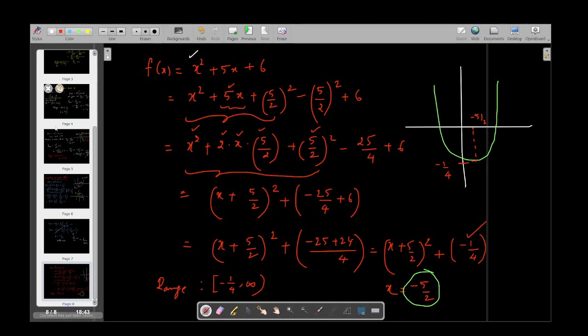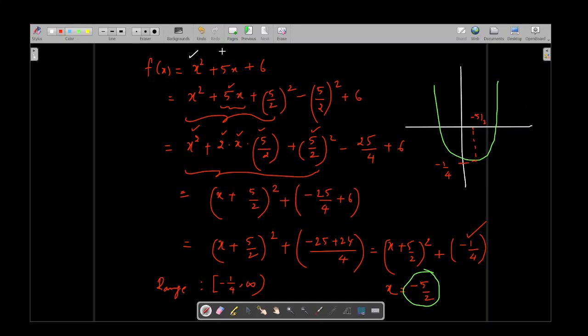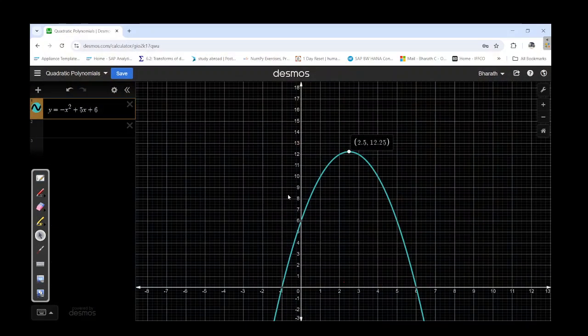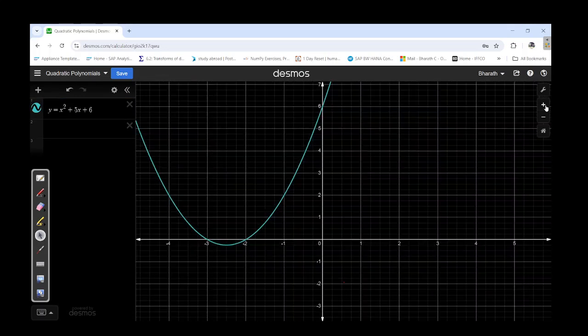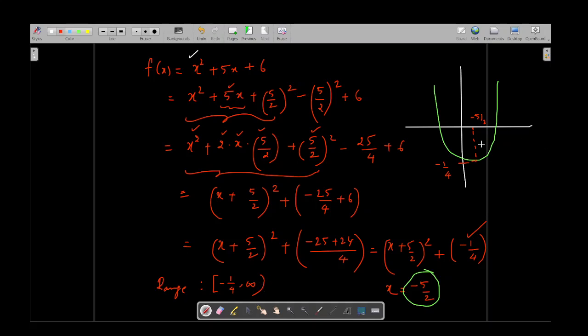We'll take one more problem, or before that we can verify in the graph. X square plus 5x plus 6. So this is the point which is minimum. The minimum point is, you can say, minus 2.5 and minus 0.25. So this point is actually minus 2.5 comma minus 0.25. Let us take one more example.